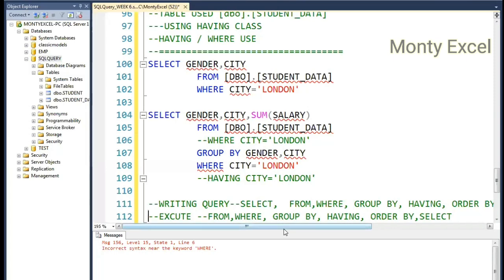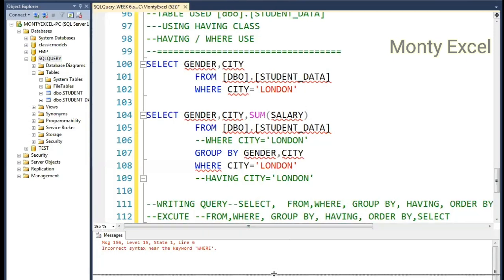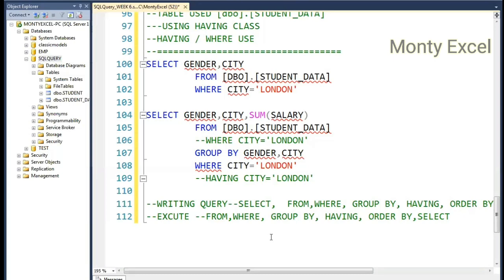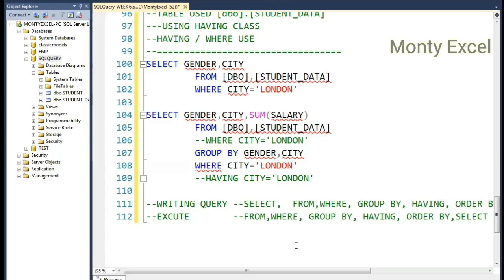All right, so now we are very clear how these clauses can be used. While writing it is different, while executing by the system it is different. Why should we bother about execution? Because that gives a clear idea what kind of output you are looking for. As you have seen, after from, where follows. Having I cannot use there, because that is not the execution order. It will always follow your group by. So after group by only, I'm supposed to use having.